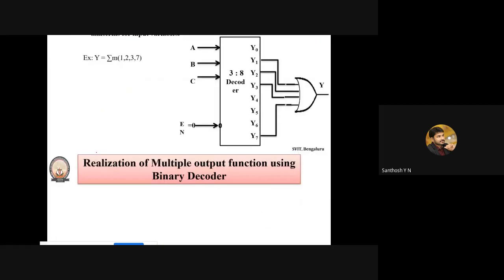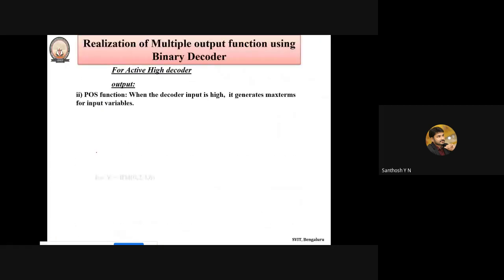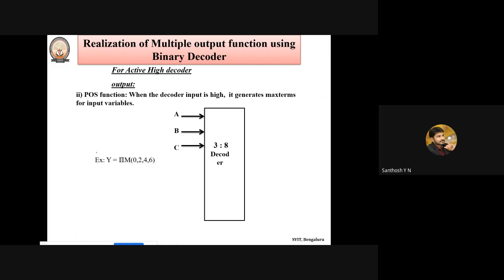Next, we shall take another example, that is a POS. How are we going to implement the POS function by making use of a 3:8 decoder? It is very simple. Again, we are considering the three inputs, that is ABC. Since we are considering the POS function, that is a product of sums, it is represented with the max terms, where you can observe the pi symbol here. Max term 0, max term 2, fourth max term, and sixth max term.